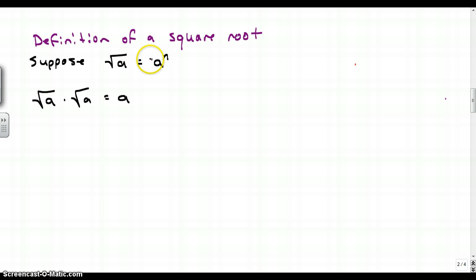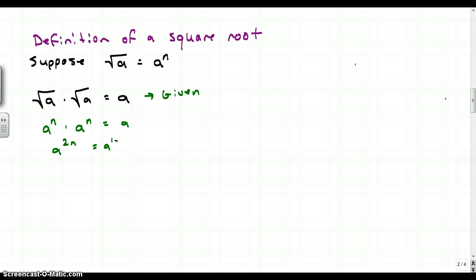It's just a variable. That's what we're assuming. When we assume something, we want to prove that something is true. So we know that the square root of a times the square root of a equals a. That's the given. That's the definition of a square root. So I'm assuming that the square root of a equals a to some power, so I'm going to rewrite that. This is going to be a to some power times a to some power equals a. So by the law of exponents, this is a to the 2n equals a. And this actually is a to the first.